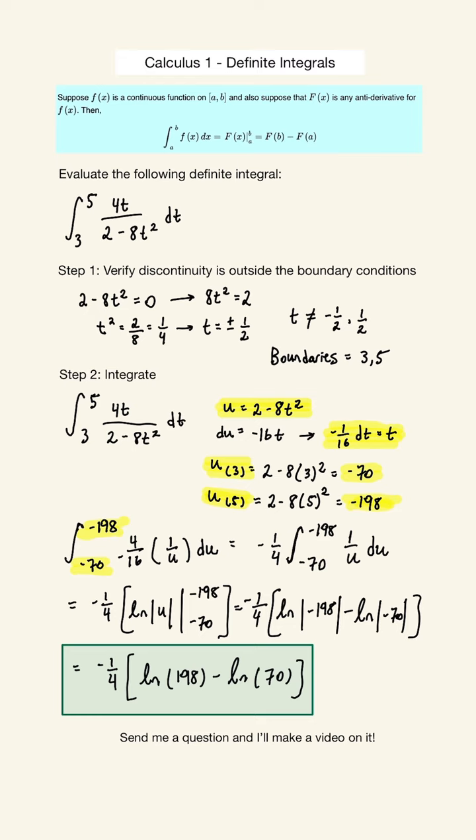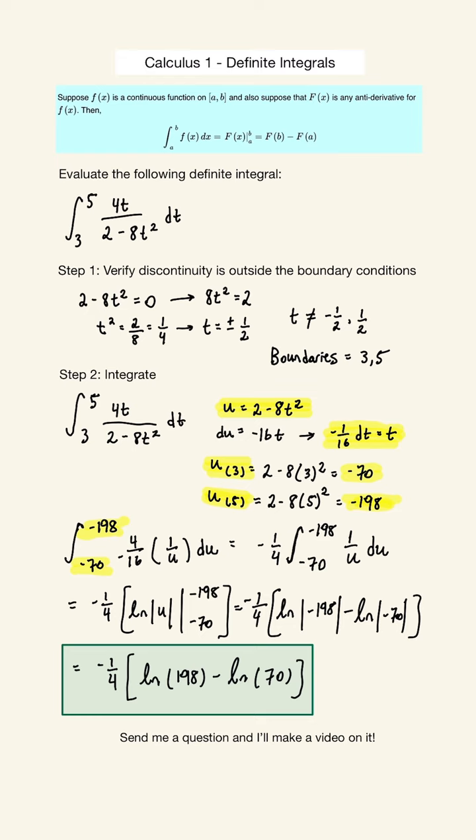So the first step is we want to verify that our divide by zero discontinuities are outside of our boundary conditions. This is important because if our discontinuities are within our boundary conditions 3 and 5, then we know that we won't be able to take the integral over those bounds. So let's go ahead and look at that.